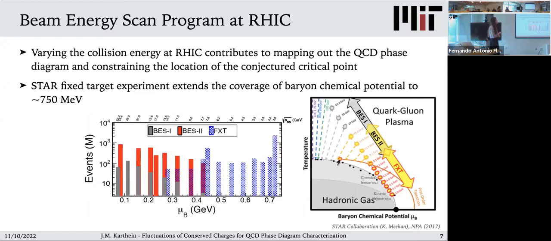coverage of the phase diagram with the fixed target going all the way out to 750 or so MeV in UV. So we can get to pretty large chemical potentials with that new program and the new data that's going to come out within the next 1 to 2 years, something like that. I think we'll see what we hear about quark matter in, we're just talking about that 10 months or so, some preliminary stuff maybe.